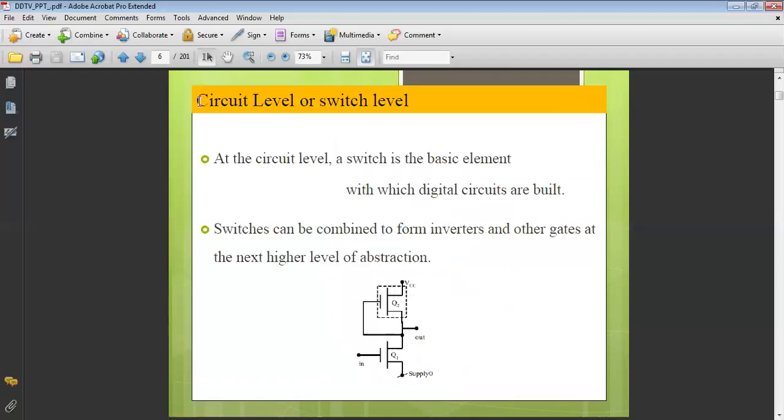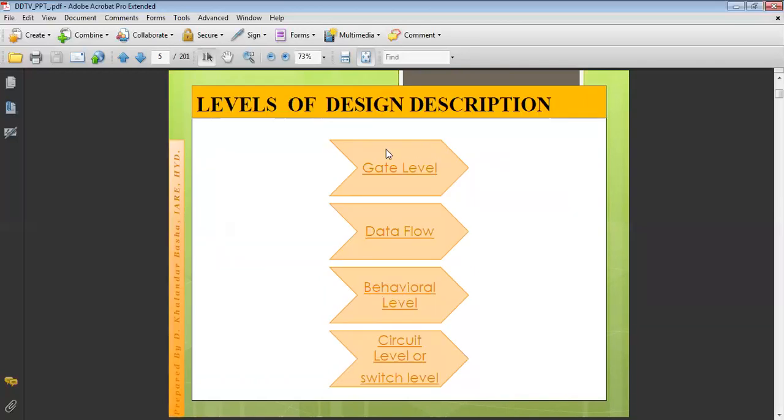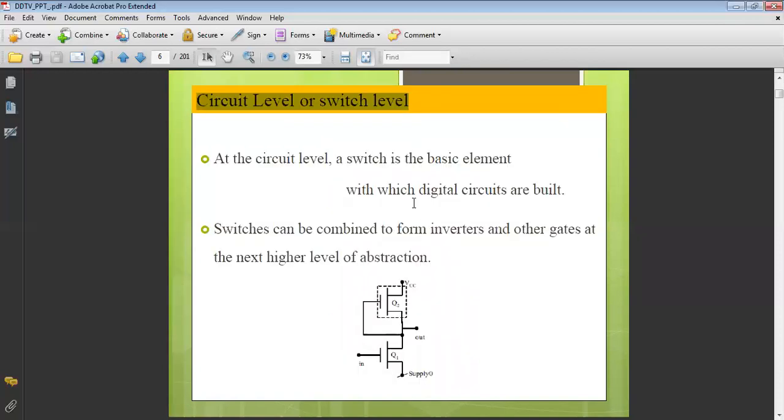What is the first one here? The first one is the circuit level or switch level description. To describe any type of hardware, we can use either gate level, data flow, behavioral level, or circuit level description methodologies. Suppose I am using the circuit level or switch level description: in the circuit level description, a switch is the basic element.